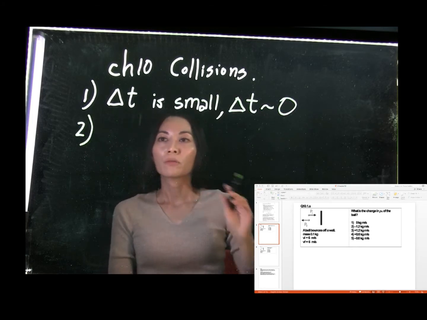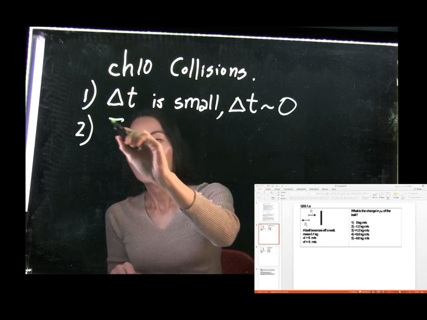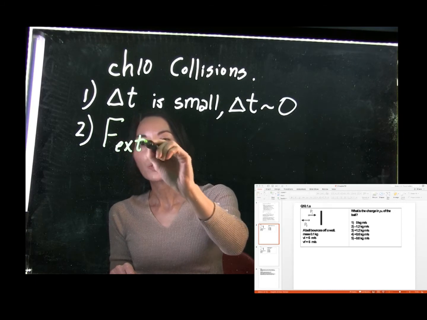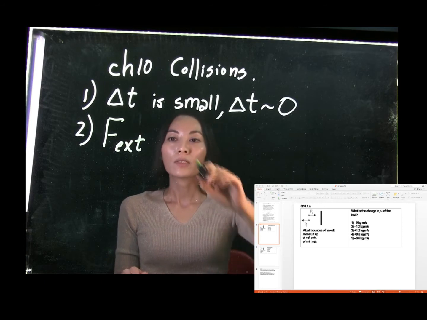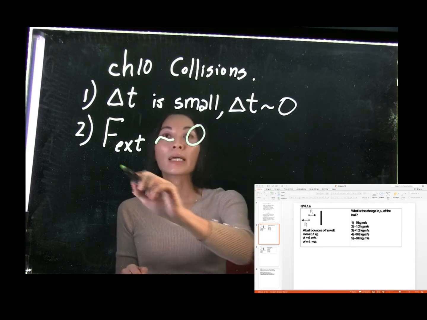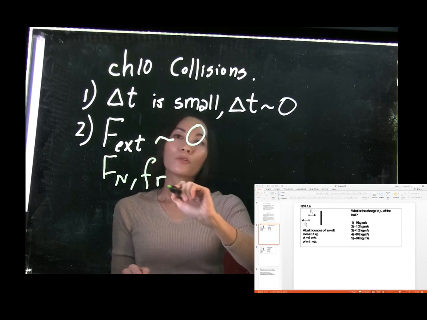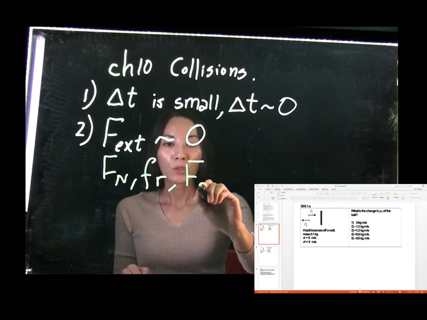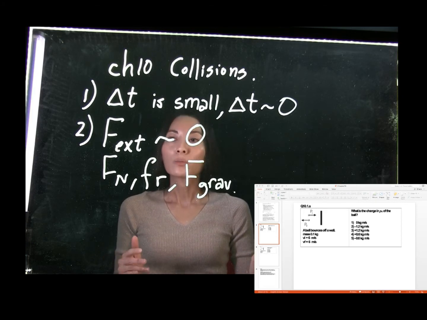And also, since the time duration is very, very small, all external forces acting on the system have only a very, very short time duration, so that the influence of external forces is virtually 0. Those external forces can be the normal force, frictional forces, or gravitational forces. So the outcome of these conditions for collisions has an effect on the momentum principle and also the energy principle.